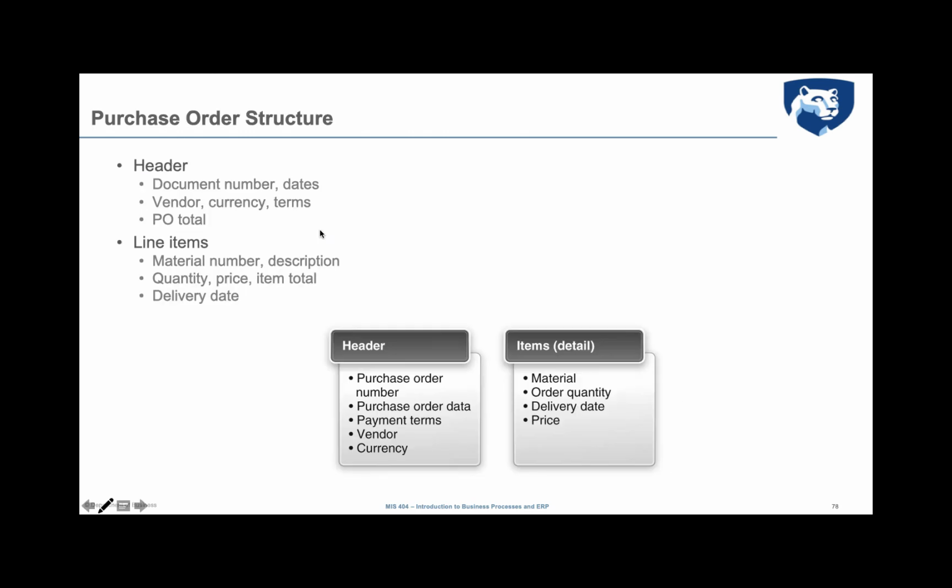We already stressed the fact that a document in SAP has a header and line items. A header includes the document dates, the vendor, the currency, the terms. We already saw what a purchase order looks like, but just remember that the header holds the main characteristics of the document, while the line items specify what you are requesting: the material number, the description, the quantity, the price, the delivery date. So there are different tabs that you can populate.